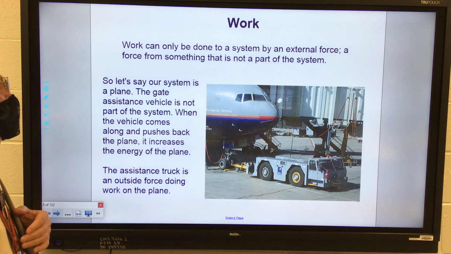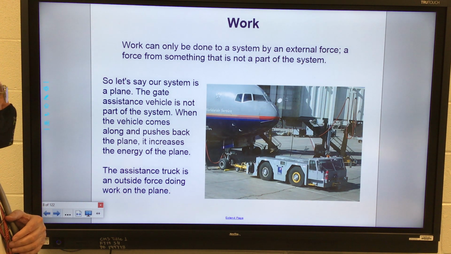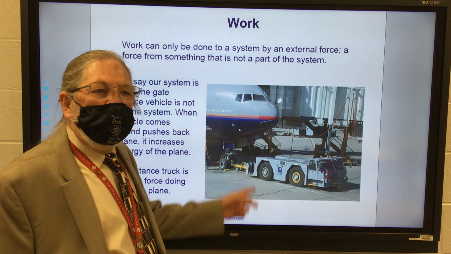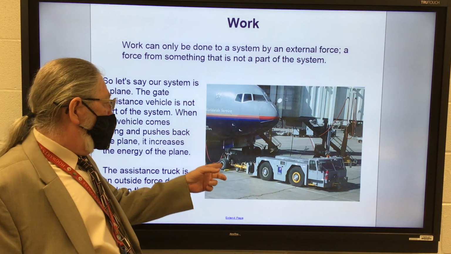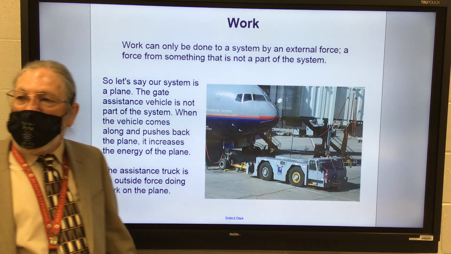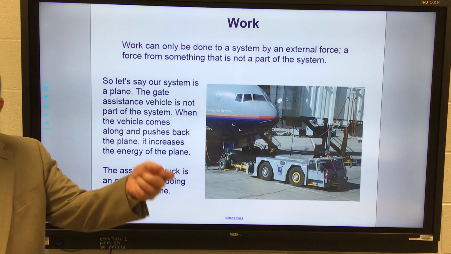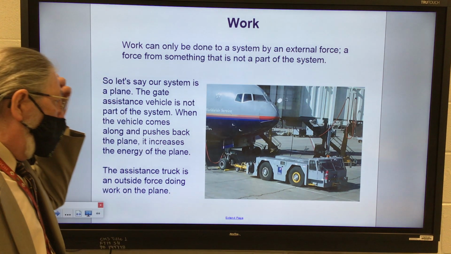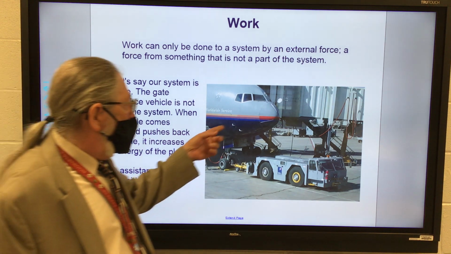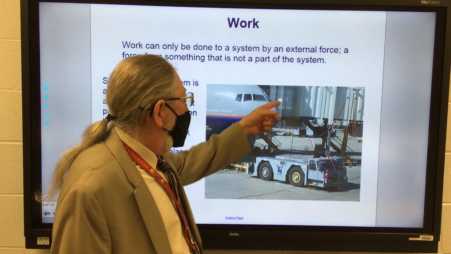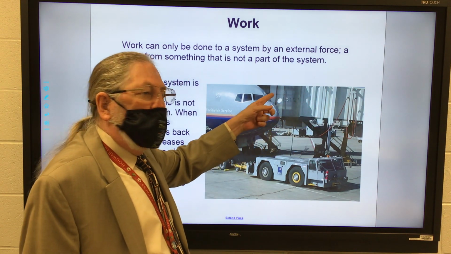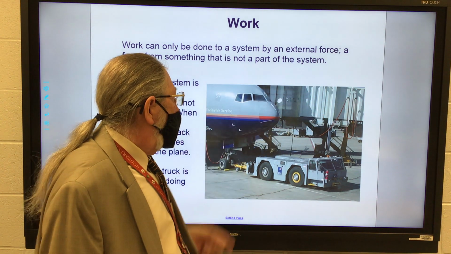So work can only be done to a system by an external force. What does this thing do? What are these for? To pull heavy stuff. They pull heavy stuff, and specifically, they pull airplanes around the terminals. If they're going to service them, they'll pull them, or sometimes they back them up into this terminal part. These people walk from the airport in to get into the plane through these little metal containers.